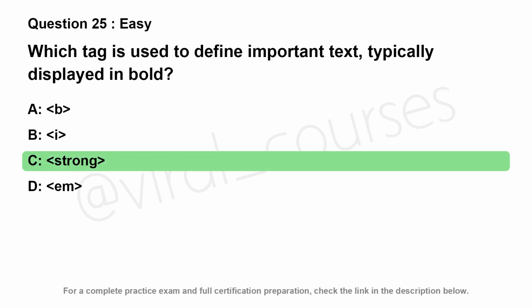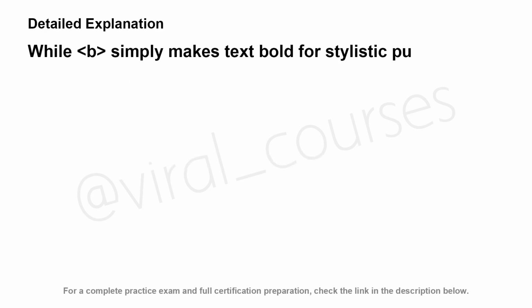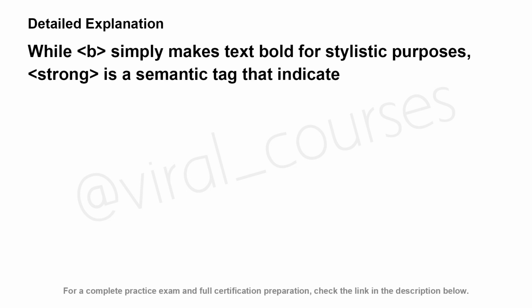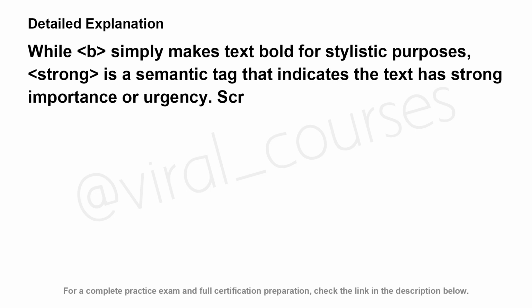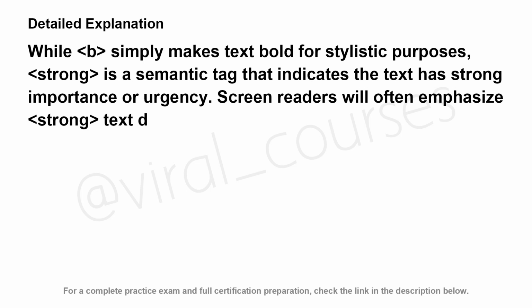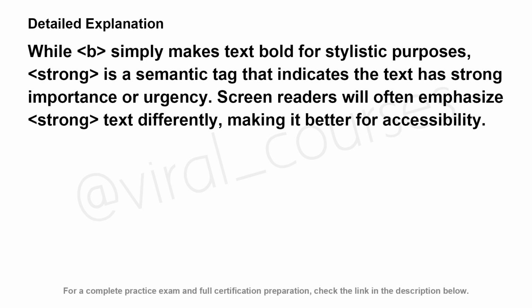The correct answer is C. While <b> simply makes text bold for stylistic purposes, <strong> is a semantic tag that indicates the text has strong importance or urgency. Screen readers will often emphasize <strong> text differently, making it better for accessibility.